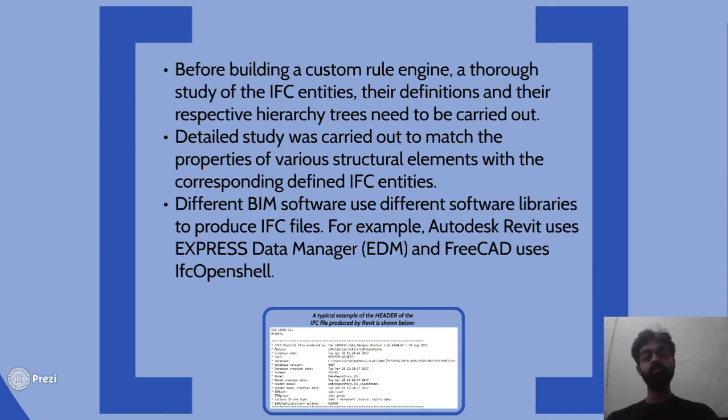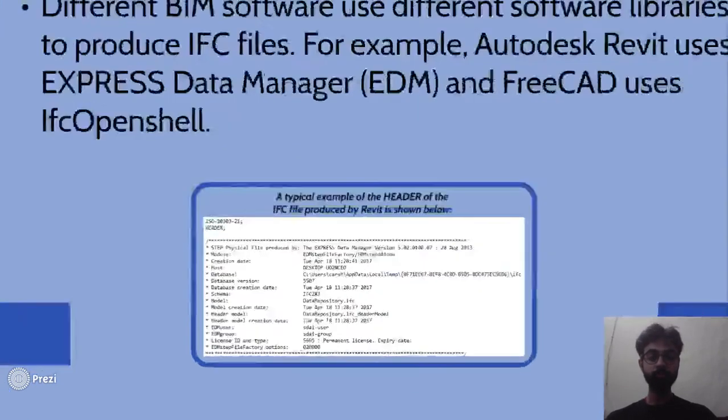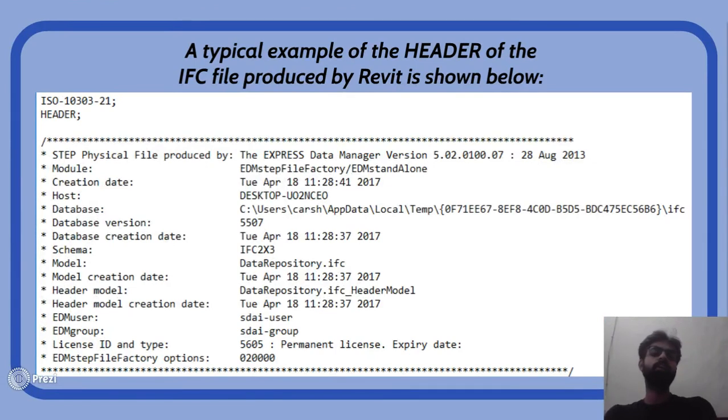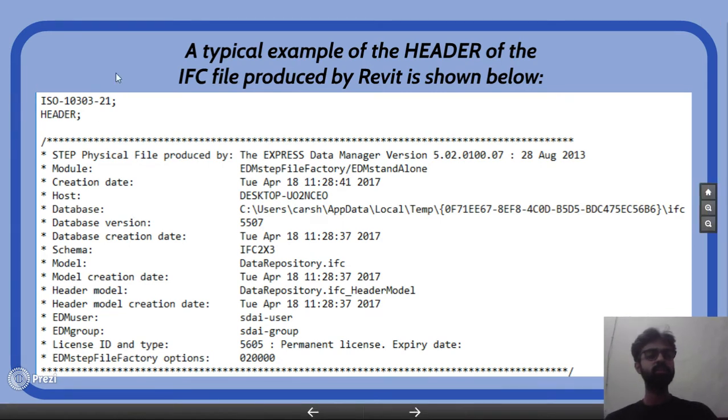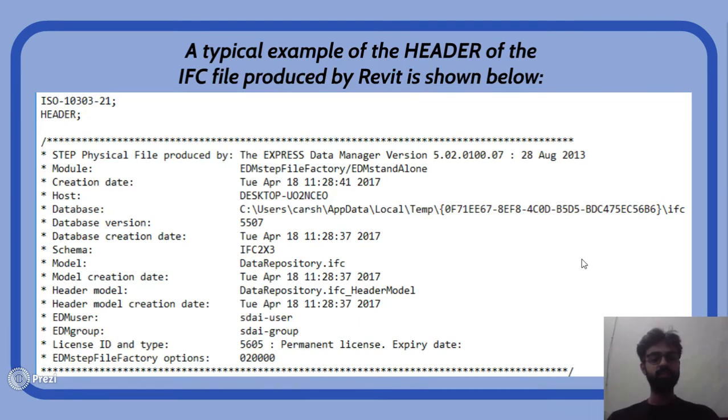And next, different BIM software use different software libraries to produce IFC files. Revit uses Express Data Manager, EDM, as I just told earlier, and FreeCAD uses IfcOpenShell. Next, here is a typical example of a header file produced by one of the software, Revit. Here you can see ISO 10303, that's the base STEP code. Then you can see the STEP physical file produced by the EDM. Then here's the creation date, schema creation date, model creation date, header model, license ID, and all such details.